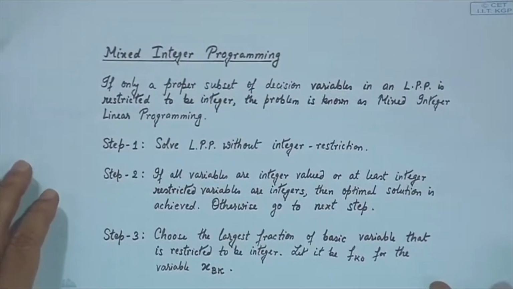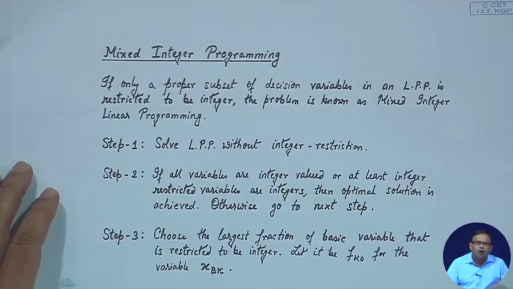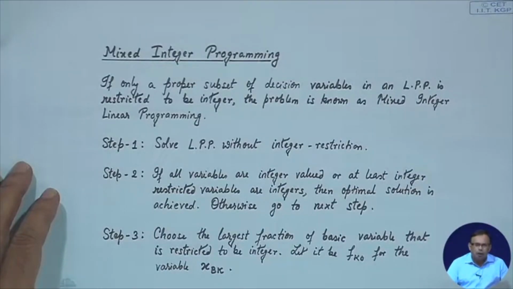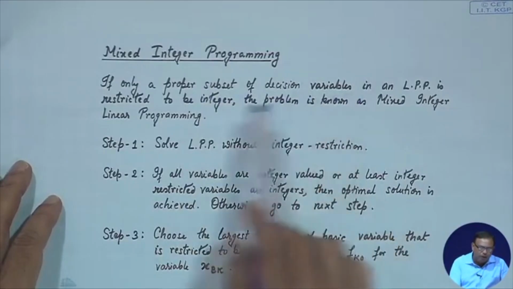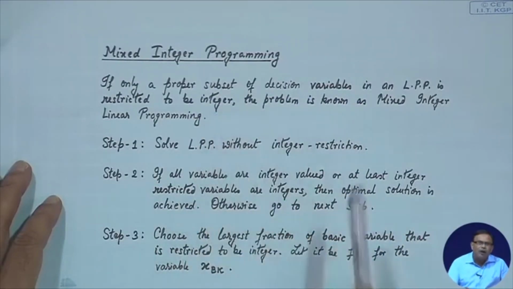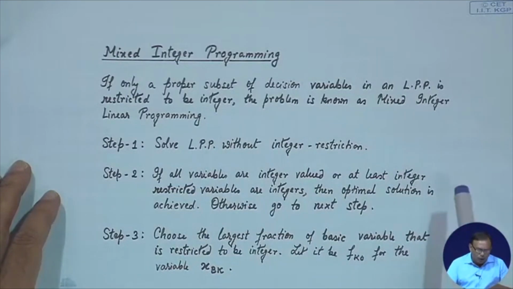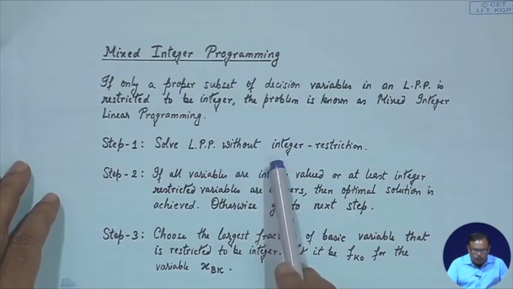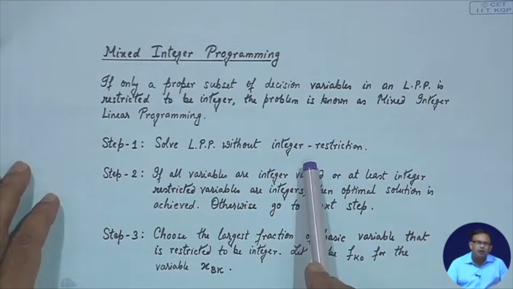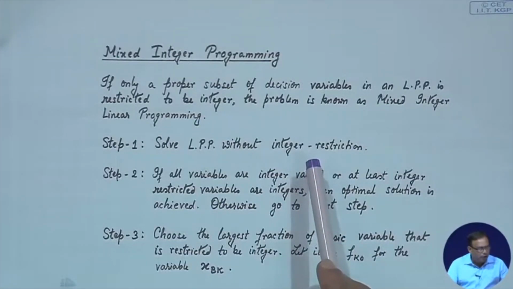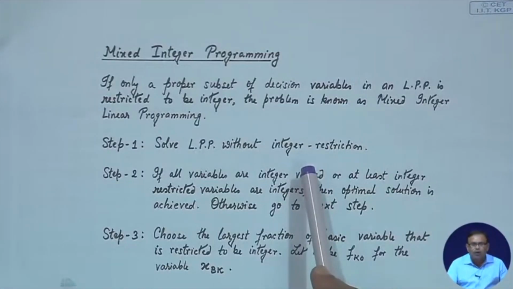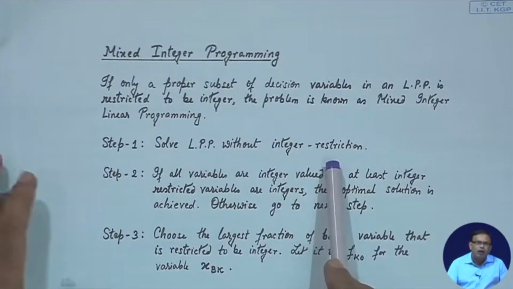So, if only a proper subset of decision variables in an LPP is restricted to be integer, the problem is known as a mixed integer linear programming problem. If some subset of the decision variables is restricted to integers, other variables may take real values. What are the steps? Step 1: solve the LPP without the integer restriction first. That means, as if you do not have any restriction on it, you try to solve this particular problem as we have done earlier.